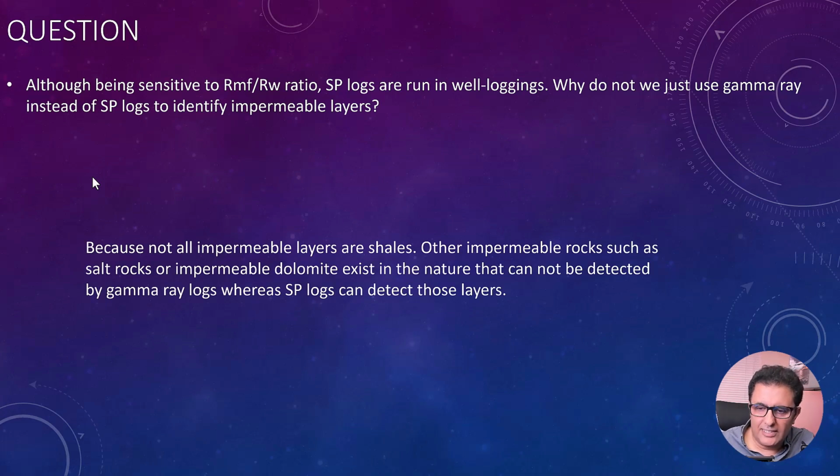So the answer to this question is simple: gamma rays just identify shale formations. Most of the time shale formations are impermeable, so this is how we may identify impermeable layers. But not all impermeable layers are shale. We may have an impermeable salt rock formation or anhydrite formation. And that's the thing: if we look at gamma ray log data, we may not identify those formations as impermeable.